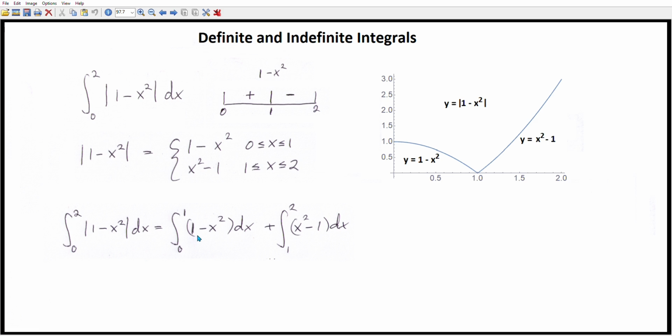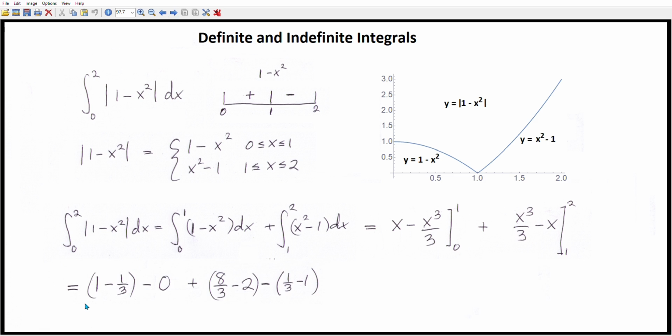And between 0 and 1, we use 1 minus x squared. Between 1 and 2, we use x squared minus 1. And we just go ahead and do that. Antiderivative of 1 is x. Antiderivative of x squared is x cubed over 3. So we get an x minus x cubed over 3 between 0 and 1. And we get x cubed over 3 minus x between 1 and 2.